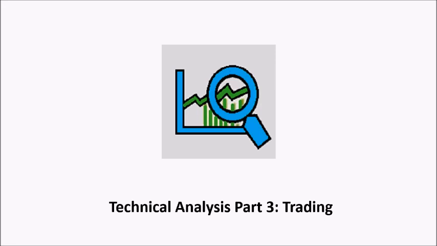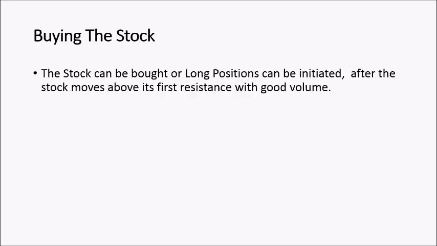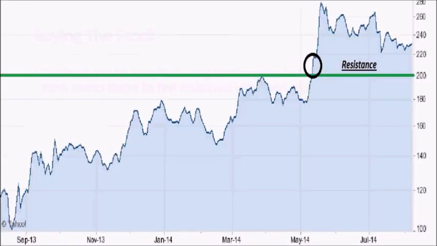Next, when should one buy the stock? The stock can be bought or long positions can be initiated after the stock moves above its first resistance with good volume. Let's see an example which will help us to understand this concept better. In this example, we have the stock chart of BHEL. For BHEL, 200 is the initial resistance. Therefore any move above 200, with good volume, is a good buying opportunity.